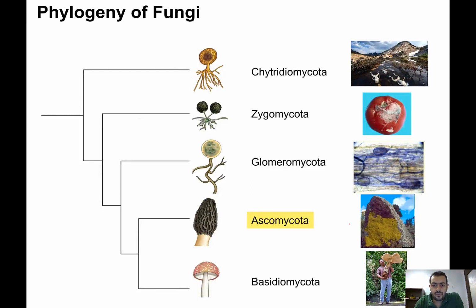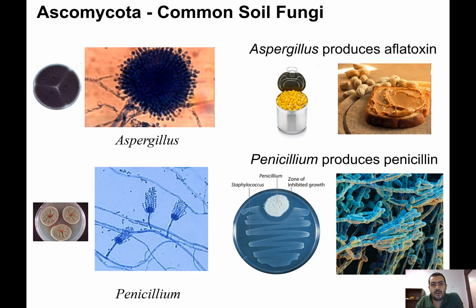So after finishing the Mycota, let's move on to the next group, which is the Ascomycota. So Ascomycota is a group that includes many soil fungi. So they are fungi present in the soil, so they can be everywhere. And one example we'll start with is the Aspergillus.